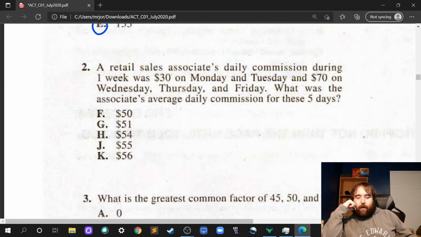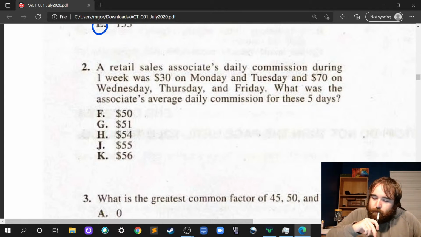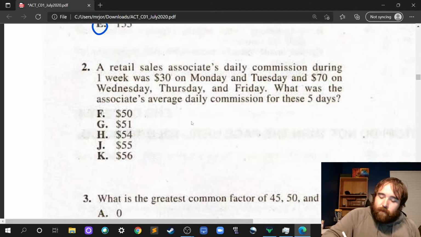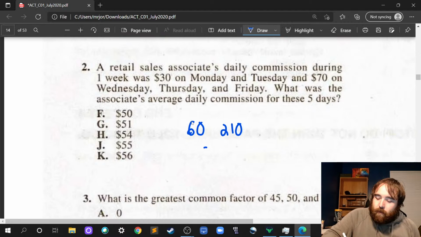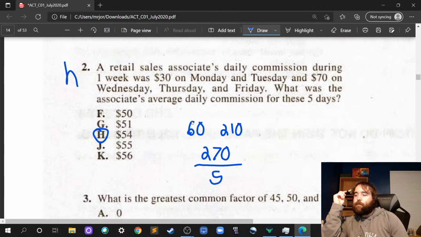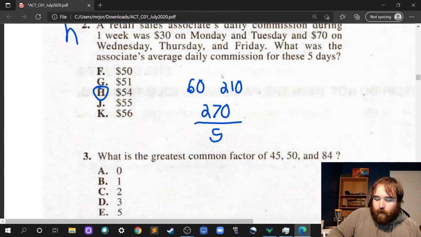Alright, that's better. So anyway, we're doing this problem, and they make $100 over 5 days. Oh wait, do they not? Daily commission. Oh, so they made 30 each of those days, and 70 on each of those days. So they made 60 from the first 2 days. They made 210 from the next days, which means 270 over 5 days. So that's 54. H. I'll check my answers when I'm done with this, but I already know that's right anyway.